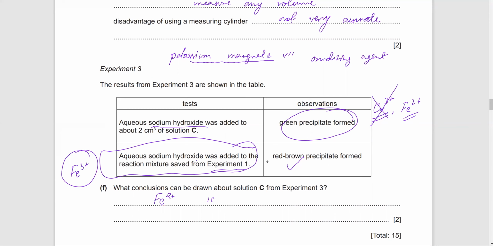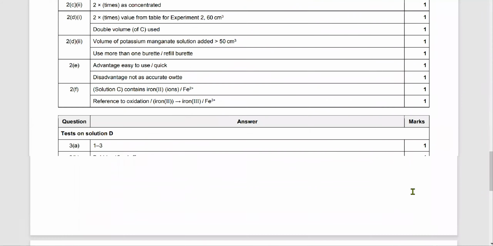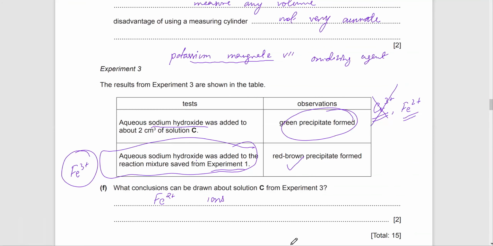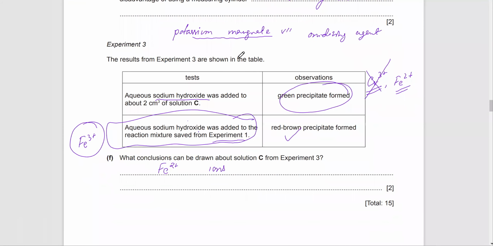That's it. You will have to write a few more statements on how you reached that conclusion, because that's 1 mark. And he said by reference to oxidation. So you have to mention how you figured that out. Fe2+ changed into Fe3+ because of the oxidation with potassium manganate(VII). That was acting as an oxidizing agent.